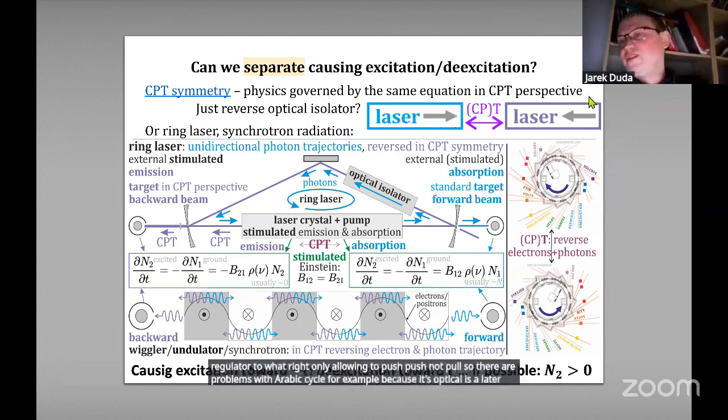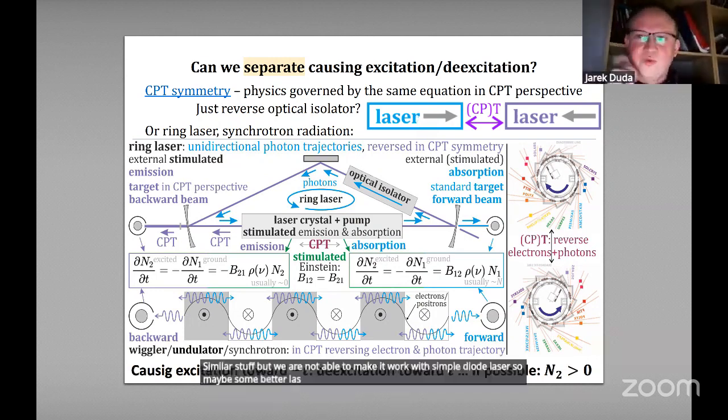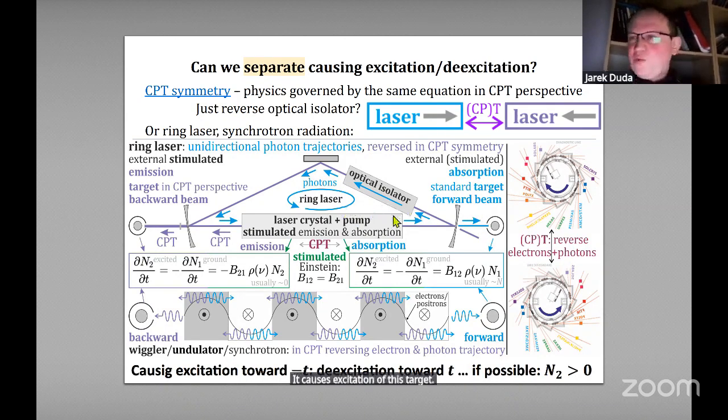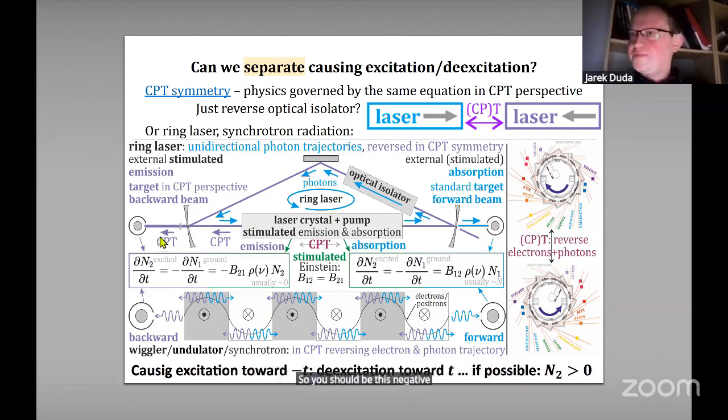So maybe just switch this optical isolator from the CPT perspective, you get similar sound, but we were not able to make it work with simple diode lasers. So maybe some better lasers could do it. But much more promising is this ring laser, which literally enforces circulation. Now it causes excitation of this target, but from the CPT perspective, you reverse the circulation of photons, so you should cause de-excitation of this target. So it should be this negative radiation pressure source. I think this is a very promising approach.